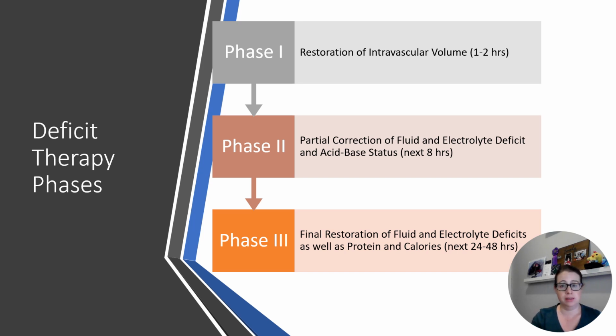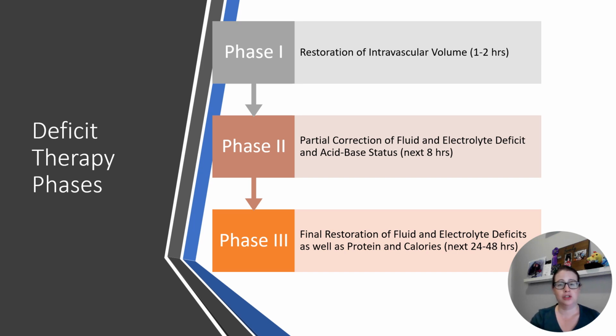So we do this in phases because while it's important to replace these deficits, we need to go slow. In some instances, like severe hypernatremia, if you replace it too fast, you can cause issues like seizures and cerebral edema and convulsions. So those that are in that hypertonic state need to be corrected slowly.